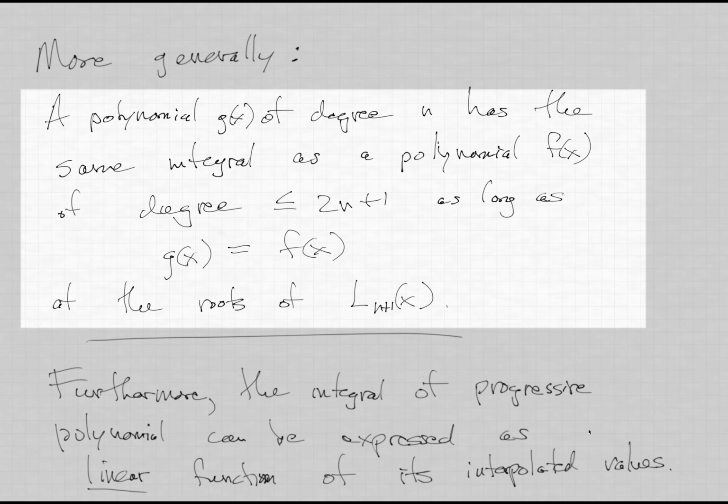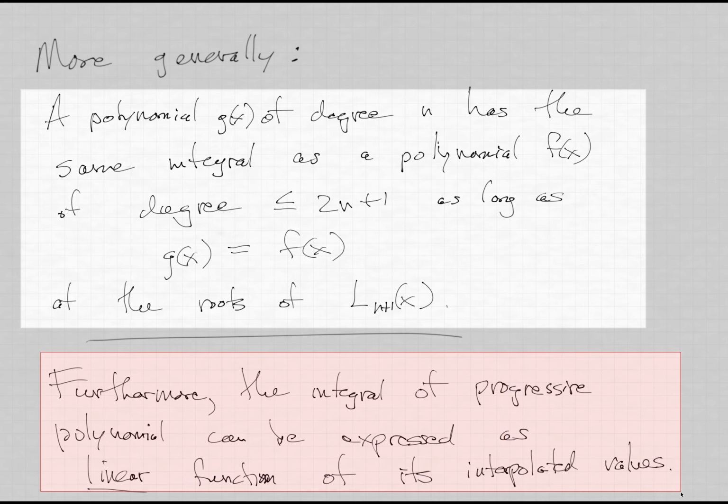Okay, so if you want to form a polynomial of degree n that will have the same integral as a higher degree polynomial, you just make sure that the polynomial g copies the values of the higher degree polynomial f at those particular sample points, and the sample points are the roots of L n plus 1, the Legendre polynomial of the next higher degree. So that's one thing: a polynomial of degree 2n plus 1 will have the same integral as a polynomial of a smaller degree. So we can simplify the problem that way. We can reduce to a polynomial of a smaller degree.